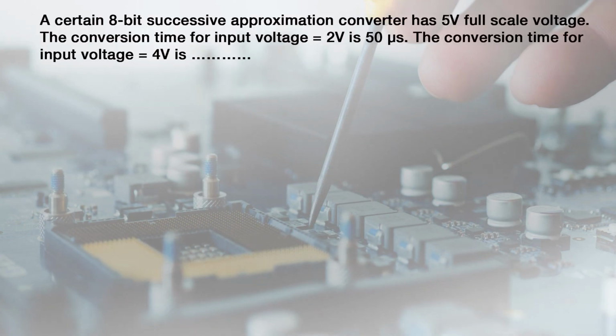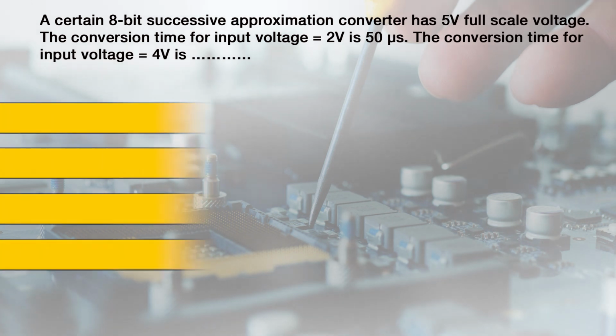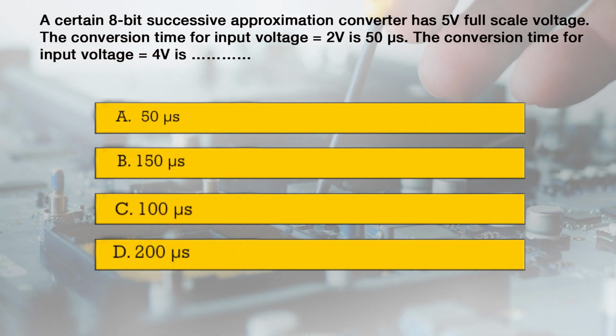Now, looking at the second question, it is a numerical. A certain 8-bit successive approximation converter has 5 volt full scale voltage. The conversion time for input voltage 2 volt is 50 microsecond and the conversion time for input voltage 4 volt is, so here the number of bits n is equal to 8 in SAR type ADC, and the conversion time for input voltage of 2 volt is 50 microsecond, and the question is asking the conversion time required for converting input voltage of 4 volt.